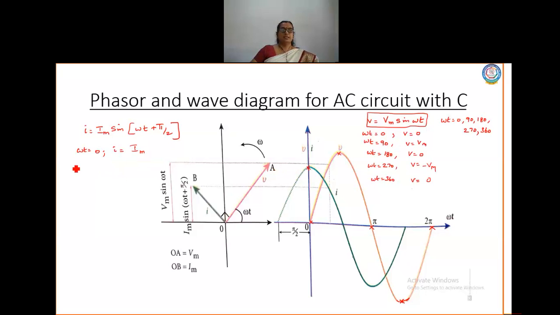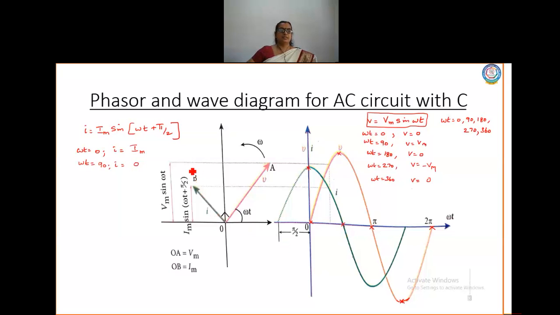Okay, then we'll go for the next value. Omega t is equal to, what is the next value, children? 90. So what will be the value of I here? So 90 plus 90, 180. Sin 180 is 0. 0 into Im will be 0. So I is equal to 0. So the second point for omega t 90. Omega t 90 is here, between 0 and pi, in between you have pi by 2. But the current value is 0. So this will be the second point.